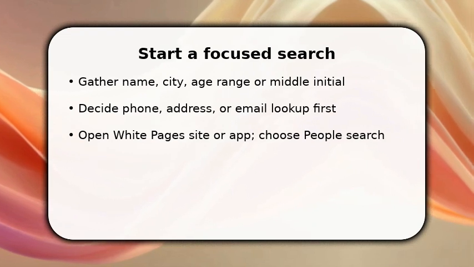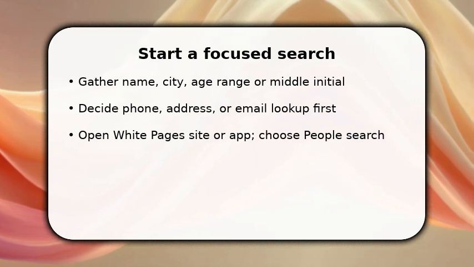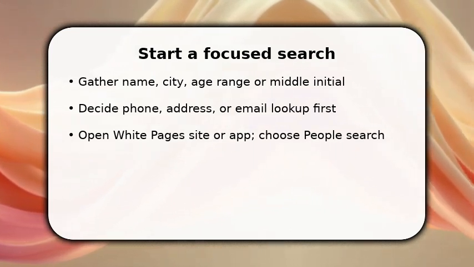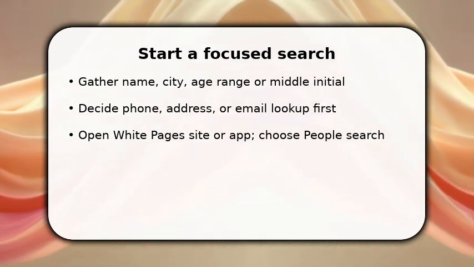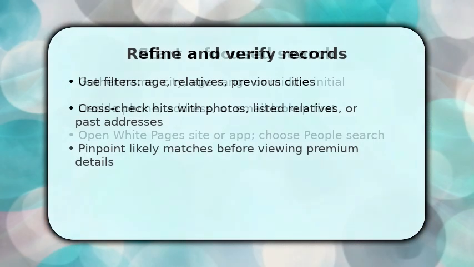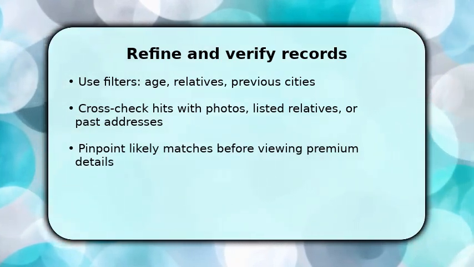Make sure to enable filters like age range or middle initial when available to sharpen results. If you have a last known workplace, add it to narrow hits immediately and avoid endless scrolling. Now you refine. Sort results by relevance and apply filters such as age, relatives, or previous cities.